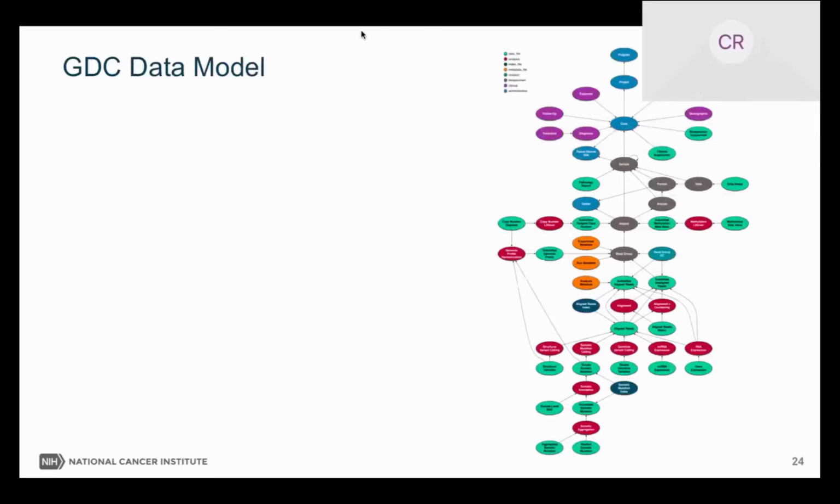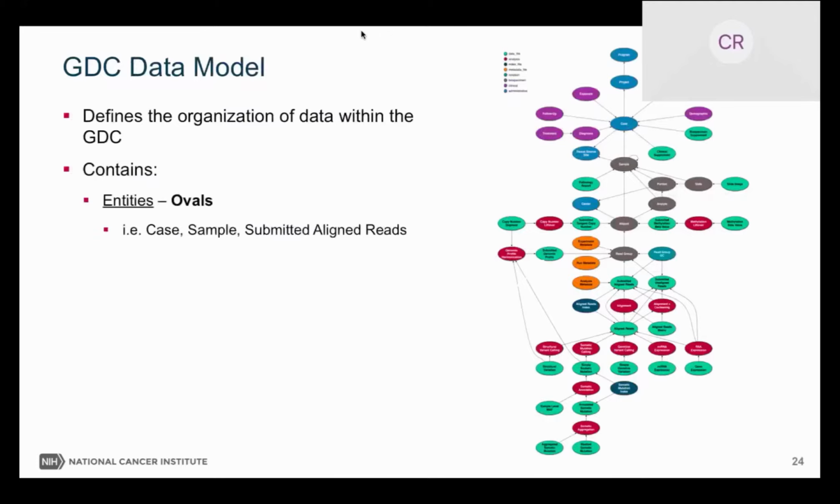So the next thing I'm going to cover is the data model, just briefly. We have a model for how all the different data fits within the GDC, and this is the diagram for it. It defines all the data within the GDC, and each of those ovals refers to the different entities within the GDC, so cases, BAM files, etc. And then the lines between each of those entities define the relationships between them. So a case can have a sample taken and then the sample can be sequenced, et cetera.